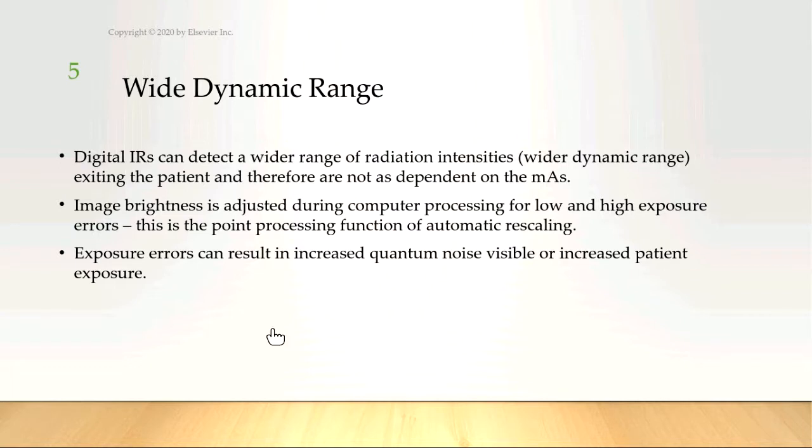The image brightness, which basically is what your mass helps to affect or control, is adjusted during the computer processing, meaning it's not something that we actually do. So it gets adjusted during computer processing, and it'll compensate for low and high exposure errors. And this is a point processing function called automatic rescaling. So it automatically rescales the image to display the appropriate amount of brightness as best it can. So that is something built into the system.